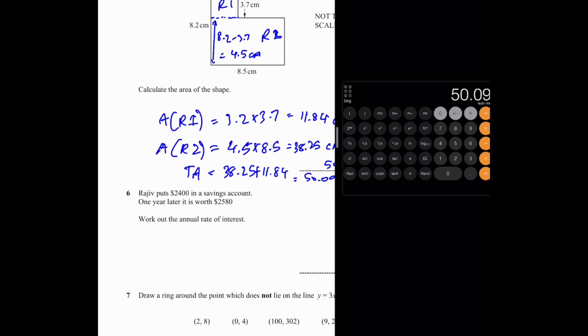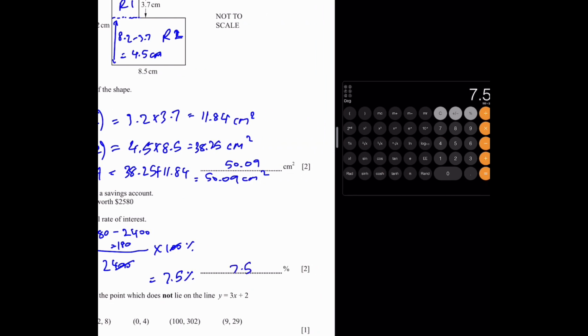And now for question 6. Rajiv puts $2,400 in the savings account. 1 year later, it's worth $2,580. Work out the annual rate of interest. So this will be 2580 minus 2400, and then we divide it by 2400, which is the original, multiply by 100 for percentage. Cancel this out. There's 24 here. This one becomes 180 here. So 180 divided by 24. Let's do that. We get 7.5% rate of interest. That's the answer.